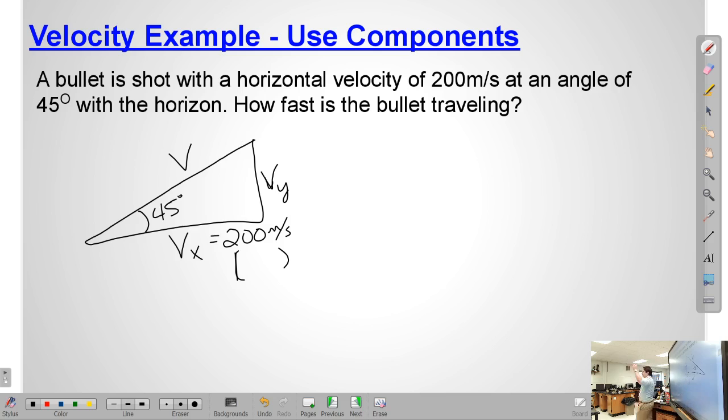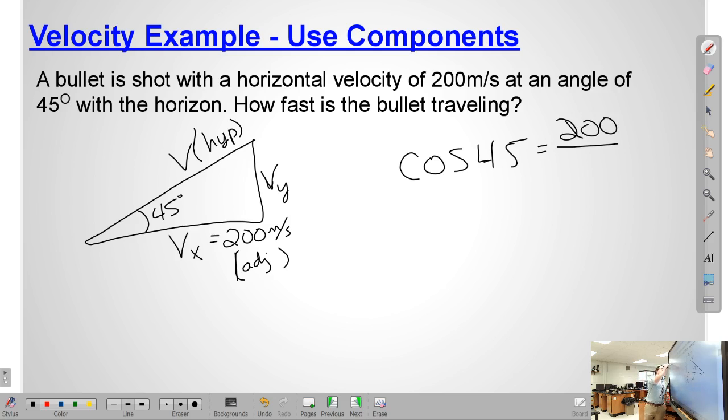Alright, there's my angle, 45. What parts of the triangle do I have? Jason. Jackie, help me out. Jason, the angle, and what are we looking for? We're looking for the hypotenuse. So we got adjacent. We're looking for hypotenuse. So Jackie, what trig function am I going to use? Cosine. So cosine of 45 equals what over what? You got it for me, Jackie? Over what? Just V. Okay.